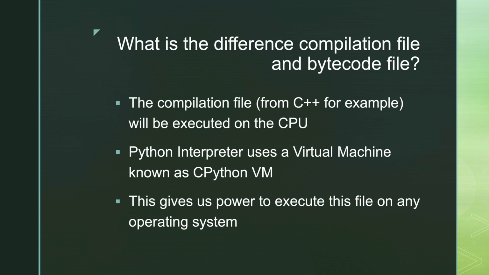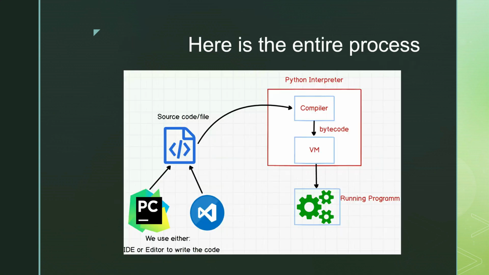So the difference between the C++ compilation file and the bytecode file created by the Python interpreter is that the compilation file will be executed on the computer CPU, and the Python interpreter, on the other hand, uses a virtual machine known as the CPython virtual machine, VM. And this gives us the power to execute this Python file on any operating system that we want. So we are not tied to one operating system. This virtual machine gives us the power to execute the file wherever we want, okay?